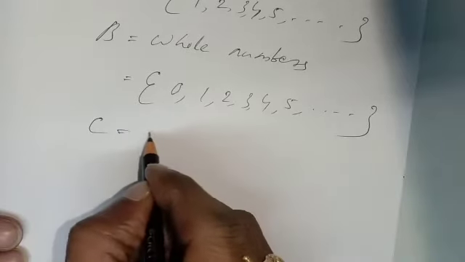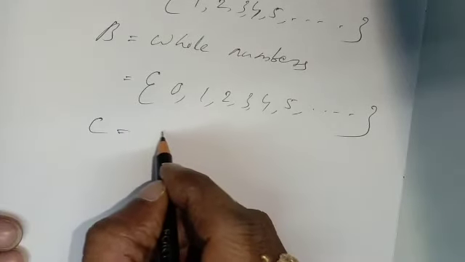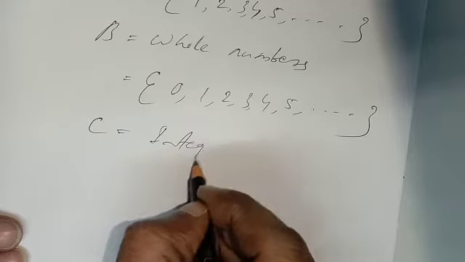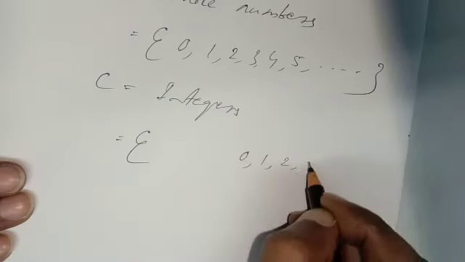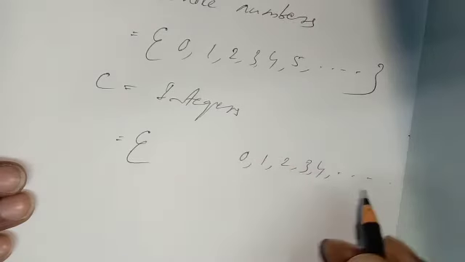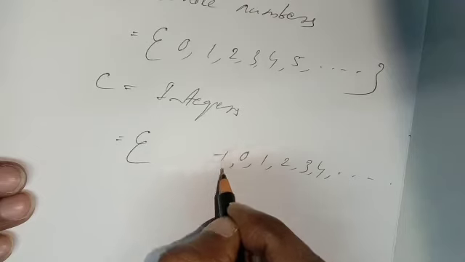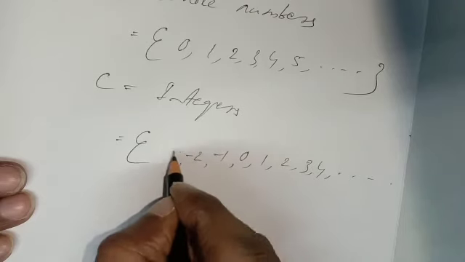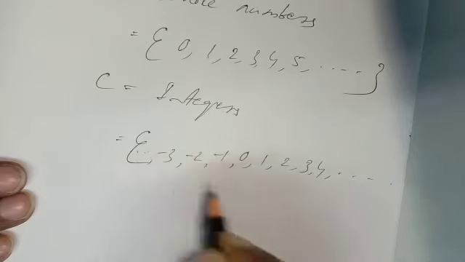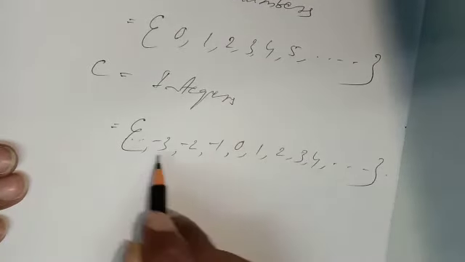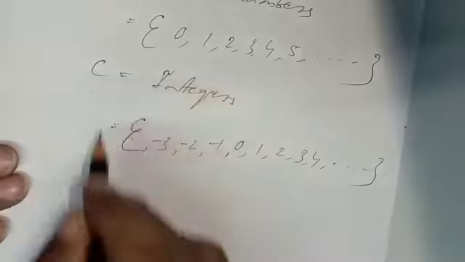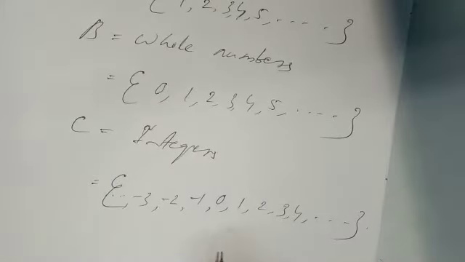And suppose C is a set of integers. Integers means it will start like 0, 1, 2, 3, 4 and so on this side, and this side will be minus 1, minus 2, minus 3 and so on, like this. That means integers means positive integers, negative integers including 0. In this way, these are the basic presentation of set.